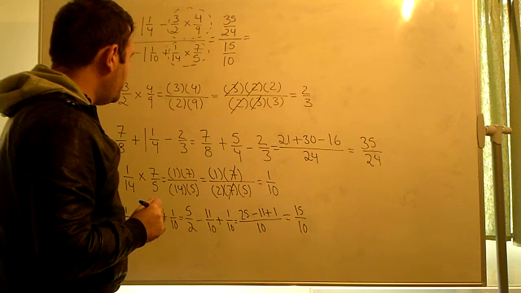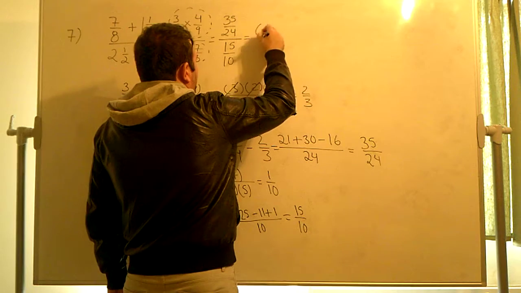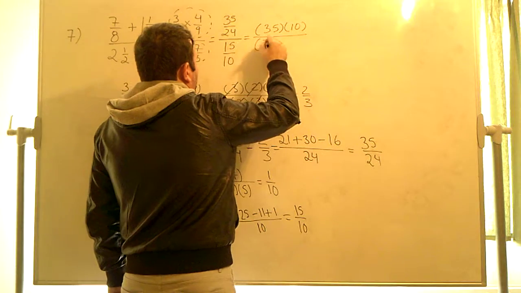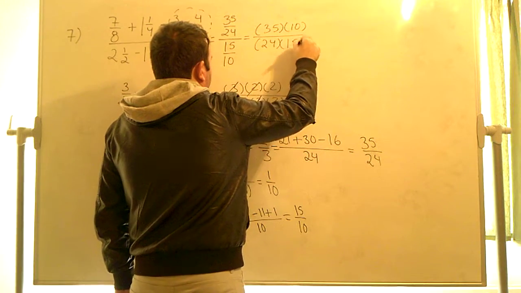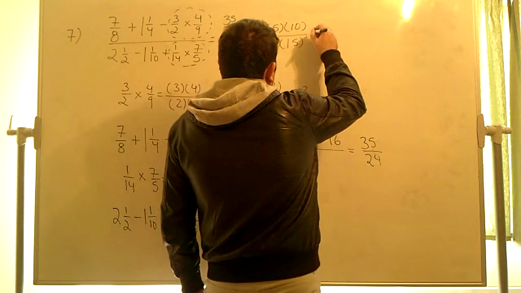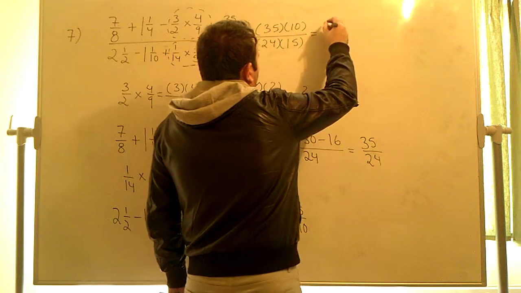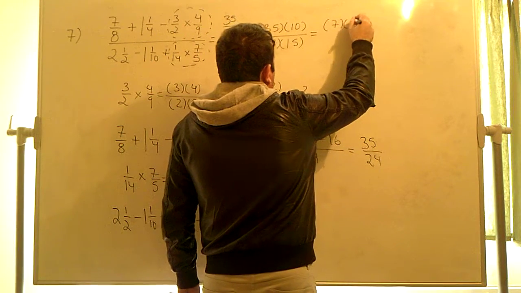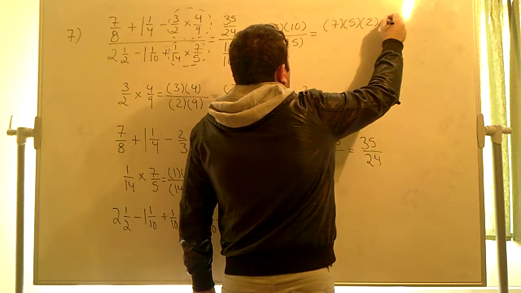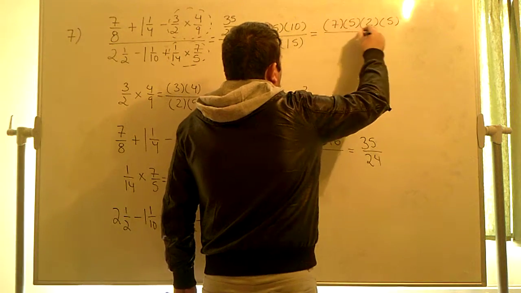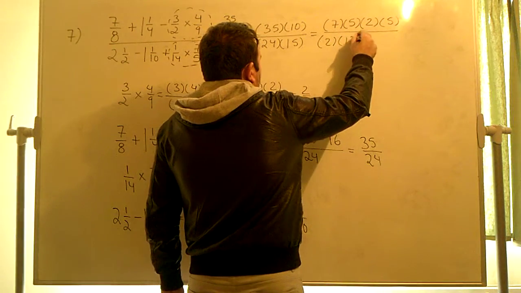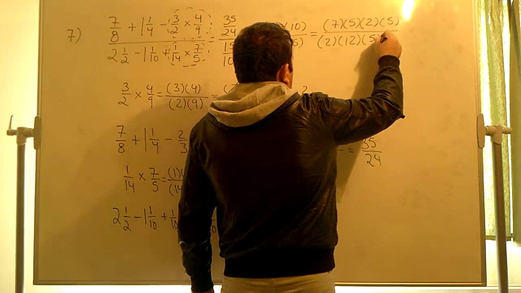Then we multiply the extremes and we would have 35 times 10 divided by 24 times 15. Now 35 is equal to 7 times 5 and 10 is equal to 2 times 5 and 24 is equal to 2 times 12 and 15 is equal to 5 times 3.